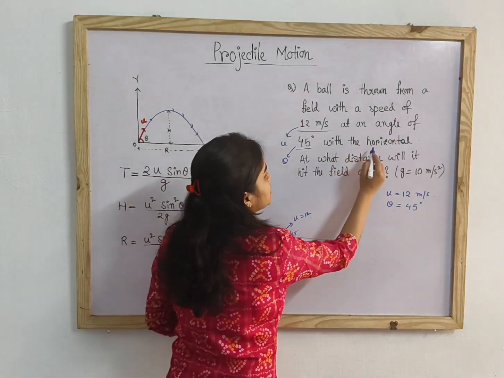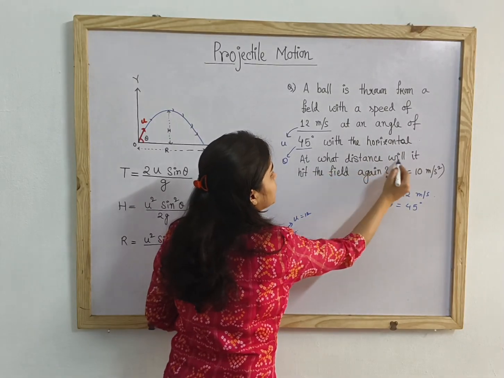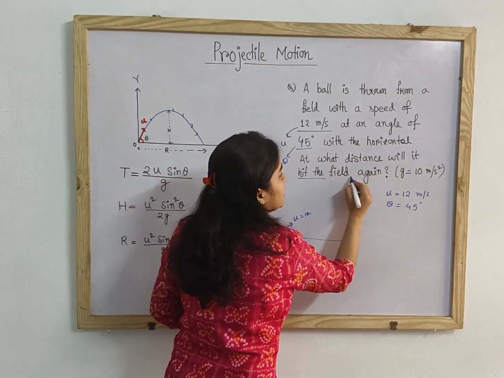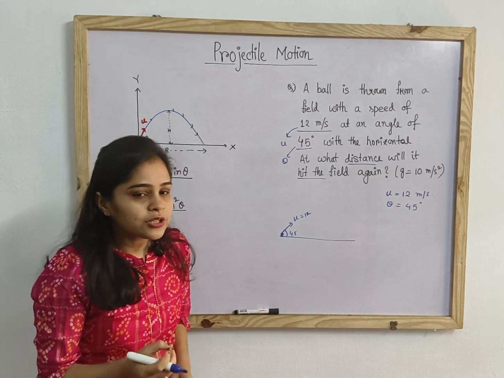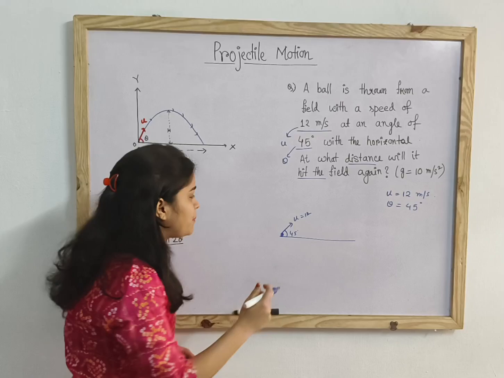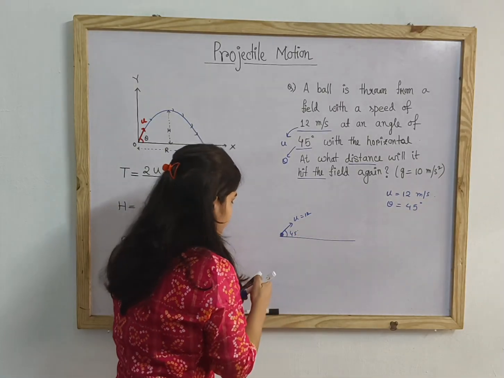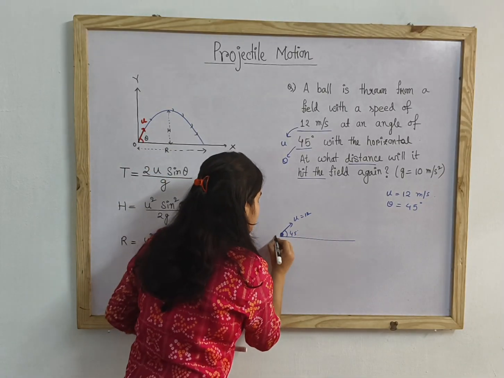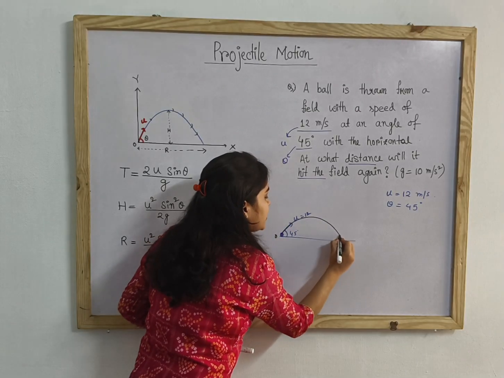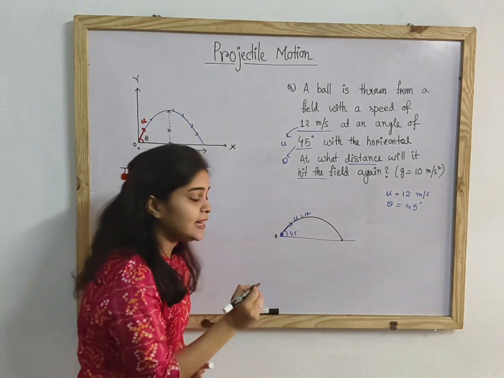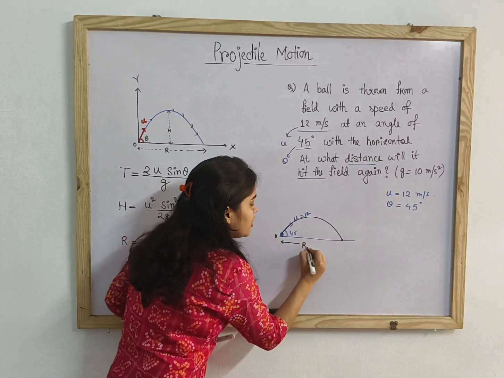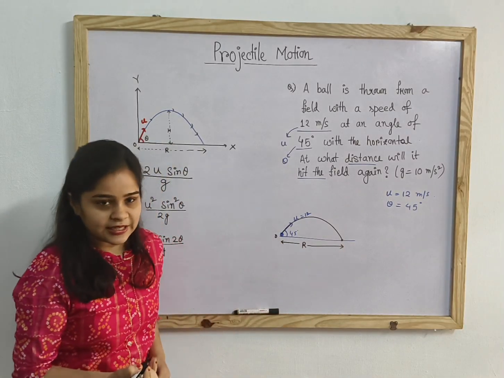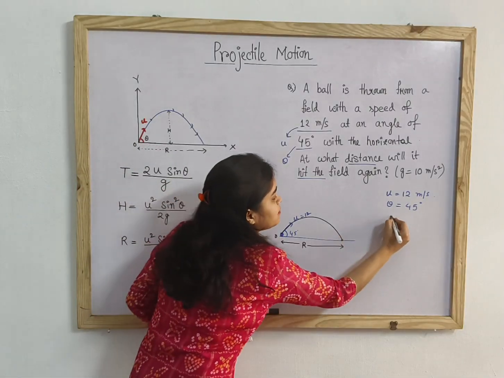The question is, at what distance will it hit the field again? That means you have to find out the distance. Simply, when the ball is thrown from this point, suppose this point is O, it will follow this path and it will hit the field again at this point. So obviously the question is about the horizontal range. You have to calculate simply R.